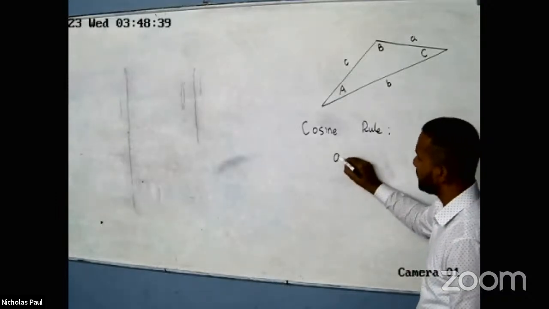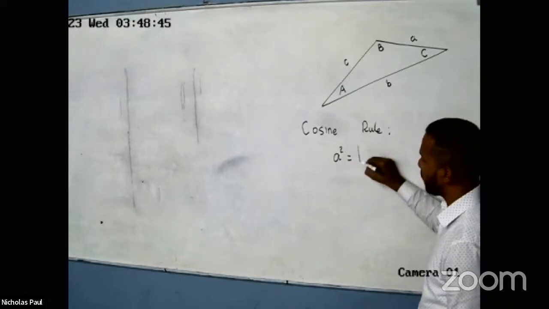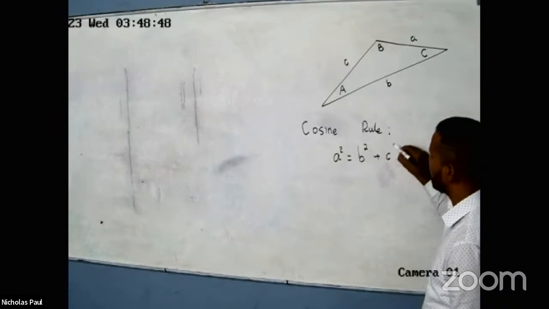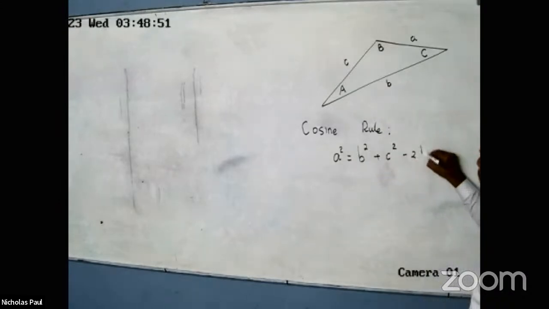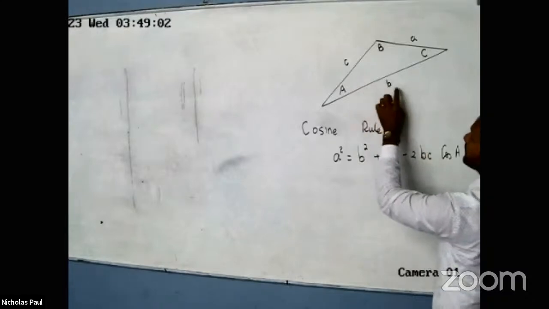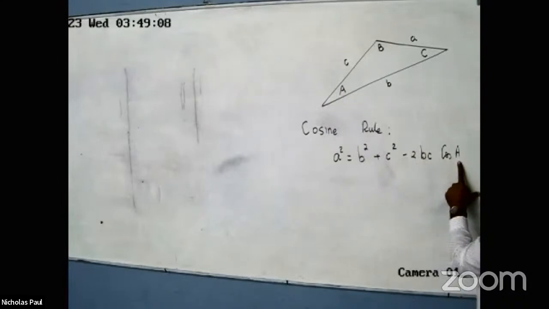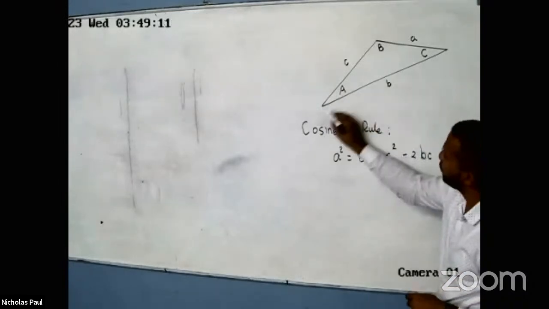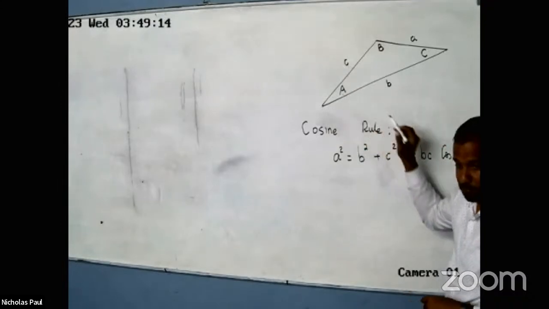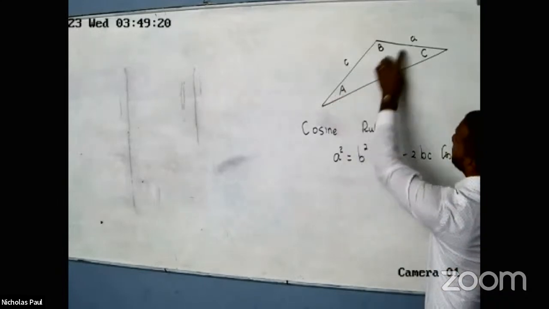If you want to find a length, let's call the length a. Cosine rule is a squared is equal to b squared plus c squared minus 2bc cosine of A. So what you will recognize is that b and c are the two lengths that make the angle A. You're seeing that? And a is the length opposite the angle.